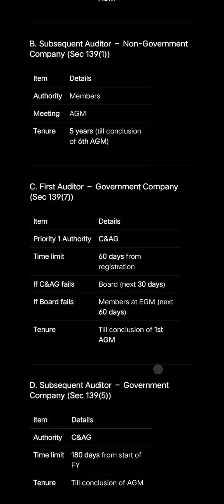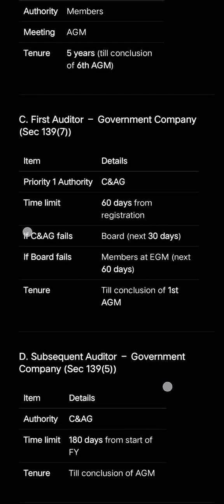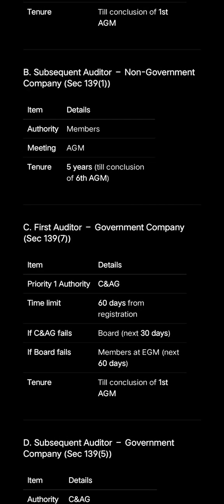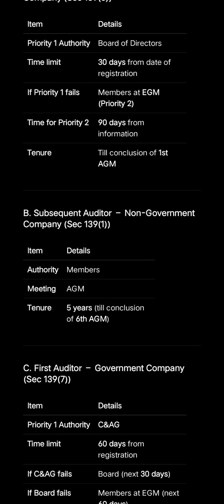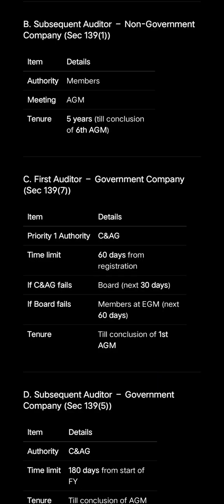Now, for a government company, the first auditor is appointed by the CAG, Controller and Auditor General of India. The time limit to appoint is 60 days. 60 days for a government company's first auditor appointment, for a non-government company 30 days. There the board appoints, here in the government company the Controller and Auditor General appoints.